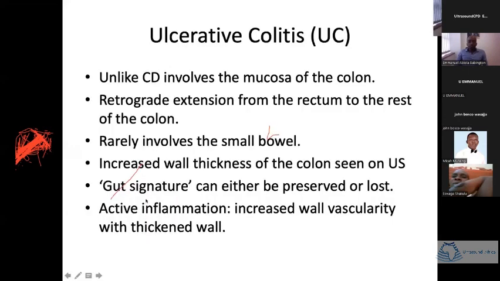So ulcerative colitis. Now ulcerative colitis is the second part of inflammatory bowel disease. Ulcerative colitis, unlike Crohn's, involves the mucosa of the colon. Remember the five layers of the bowel: serosa, muscularis propria, submucosa, mucosa, and the mucosa interface.